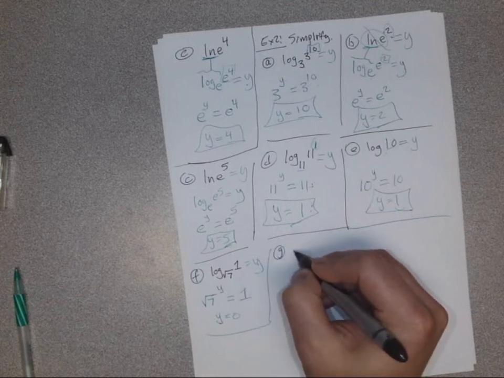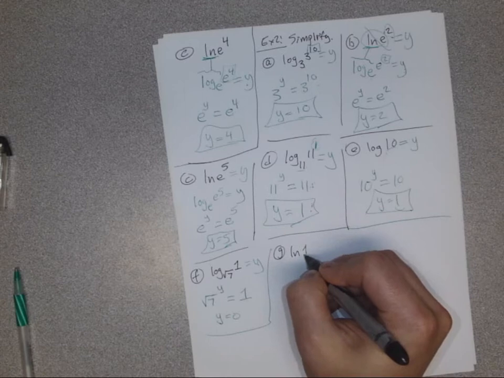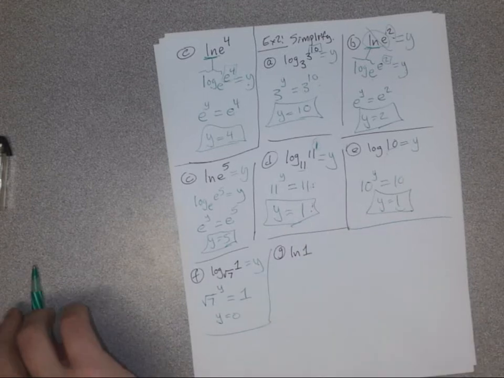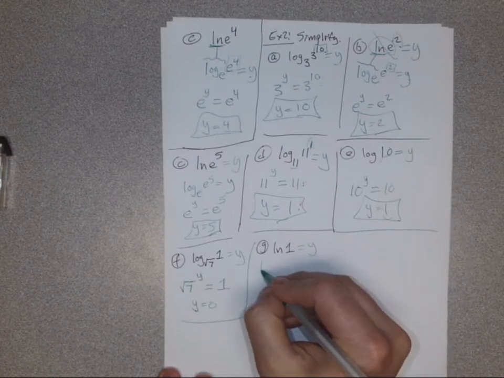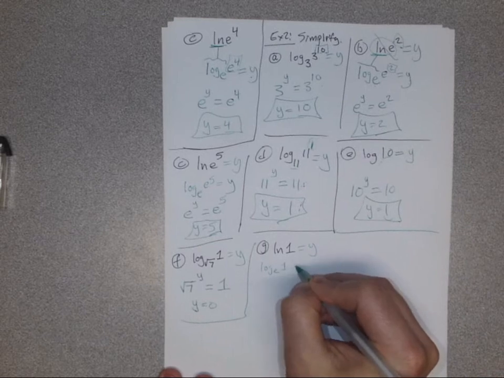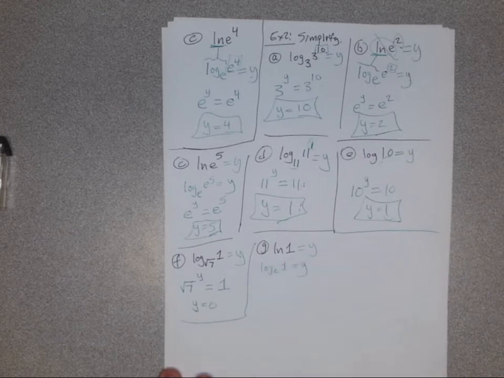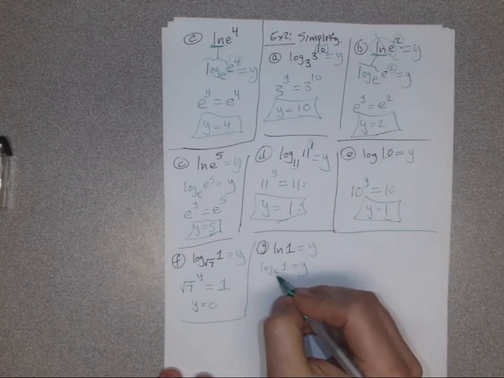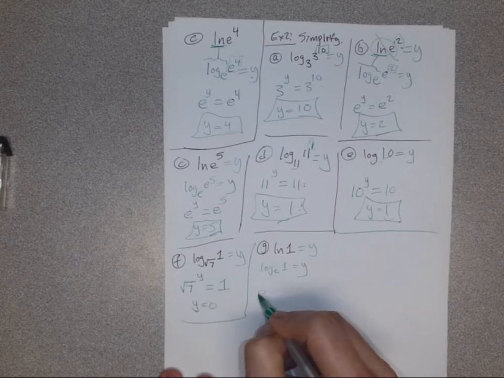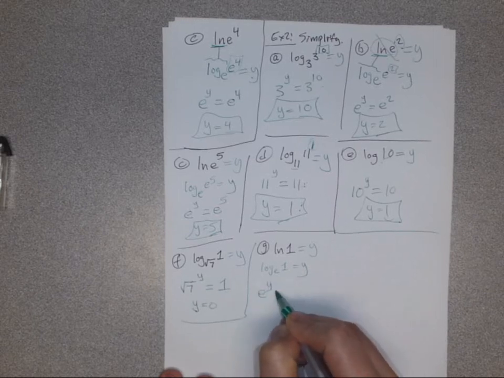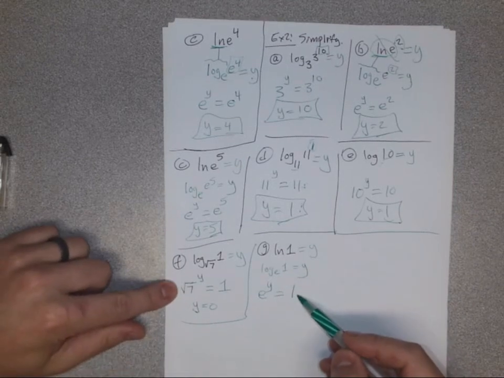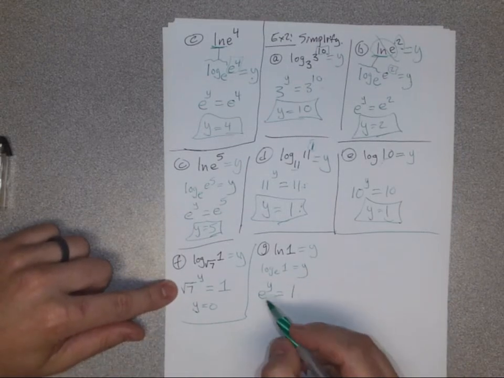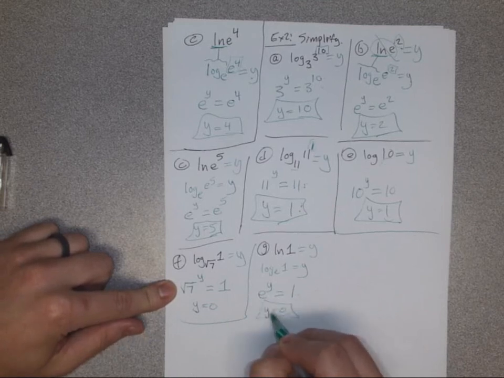G, natural log of 1. All right, well, if the natural log's still giving you trouble, that's okay. Just set it equal to something, and let's rewrite it. Log base e of 1 is equal to y. So my base is e, my exponent is y, and that's equal to what's left over. So whoa, look here, same thing. So this tells me y has to equal 0 also.